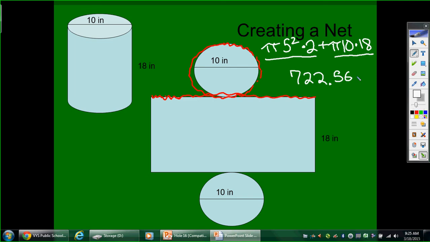And we're talking about area, or how many little squares it would take to cover this, and it would take 722.56 square inches. Again, I found the area of this shape, and that shape, and this shape, and added them all together.